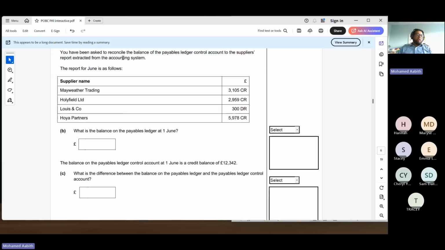They're talking about how you have been asked to reconcile the balance of the payable ledger control account to the suppliers' report extracted from the accounting system. So you have this option here, having 4 supplier details, but you have to keep a key eye on what they're talking about, the balance. If you see here, all these balances are stated as credit balances apart from one supplier. That supplier is showing you a debit balance there.